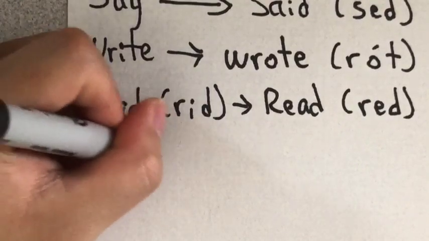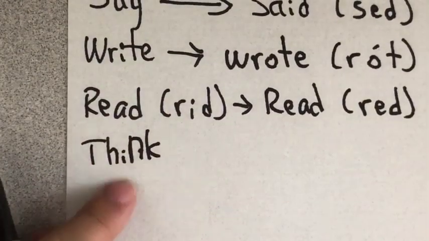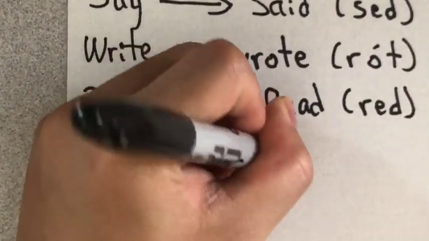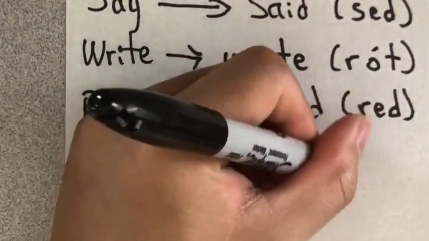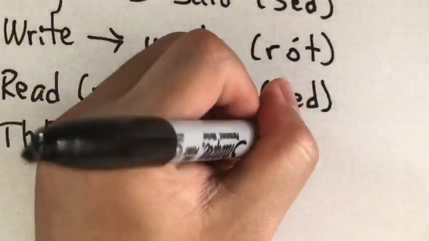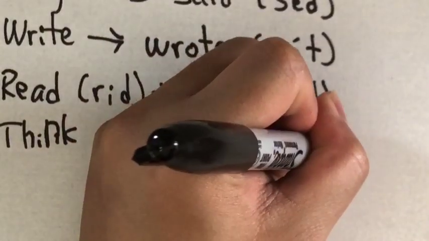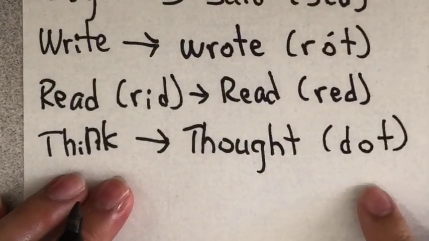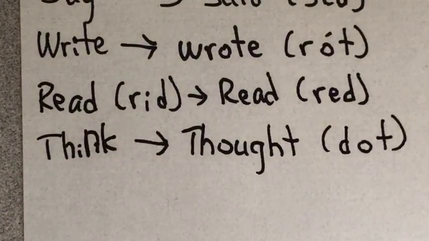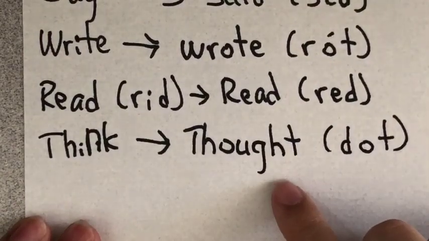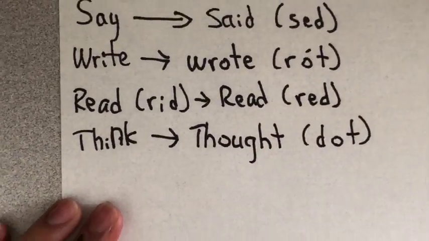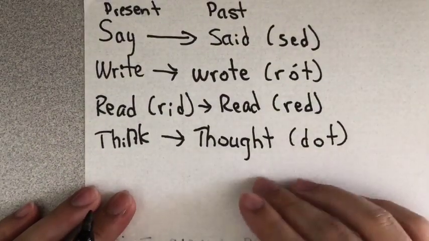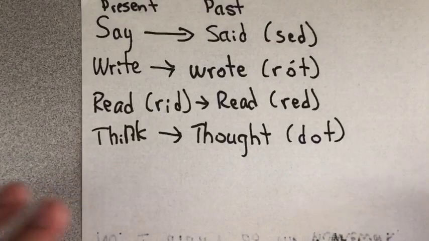Oops, that's an N. Think, thought. Don't worry about spelling, because in level 1, the spelling for these words is not important. If you spell it incorrectly, it's okay.